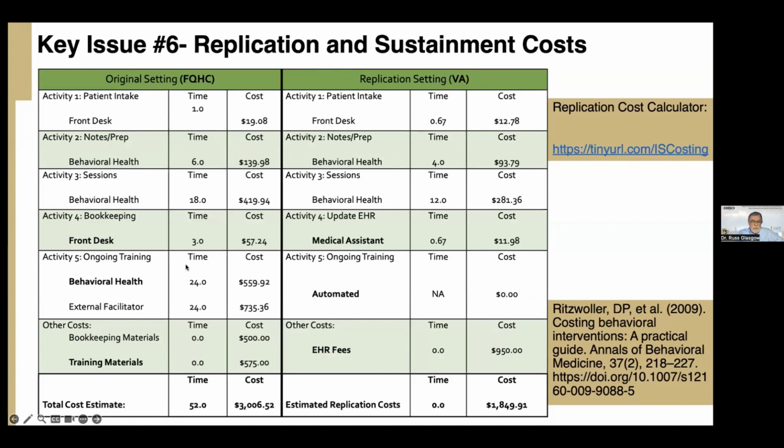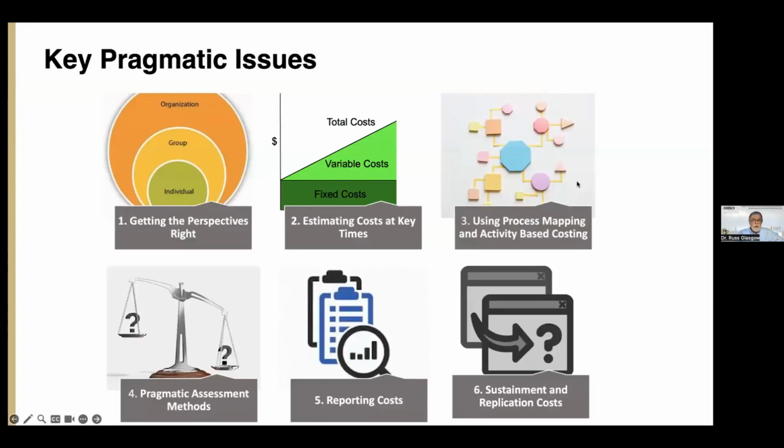So the point is not the details here, but there are going to be different resources, probably different process maps, different people involved. And so we feel this is important to really be able to answer this question: what will it cost in a different type of setting to estimate that? And we have developed what we call a replication cost calculator here.